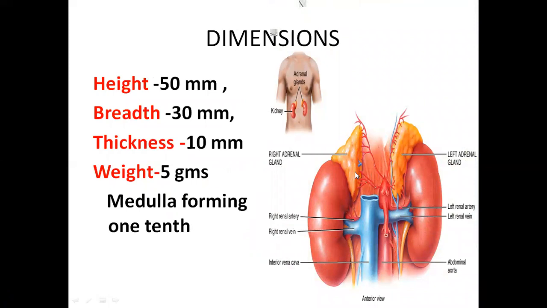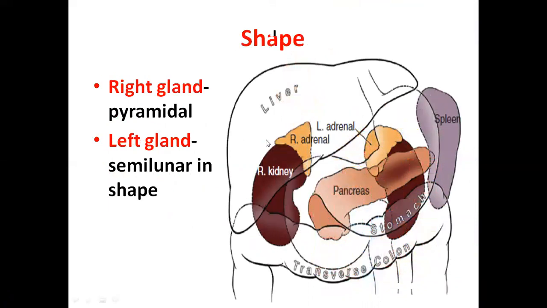Coming to the dimensions, the height is around 50 mm, that is nothing but 5 centimeters. Breadth is 30 mm, that is 3 centimeters. Thickness is 10 mm, that is 1 centimeter. Weight is around 5 grams. Medulla forms 1/10 of the weight of the gland. Coming to the shape, the right and left suprarenal glands have different shapes. The right gland is pyramidal and left gland is semilunar in shape.